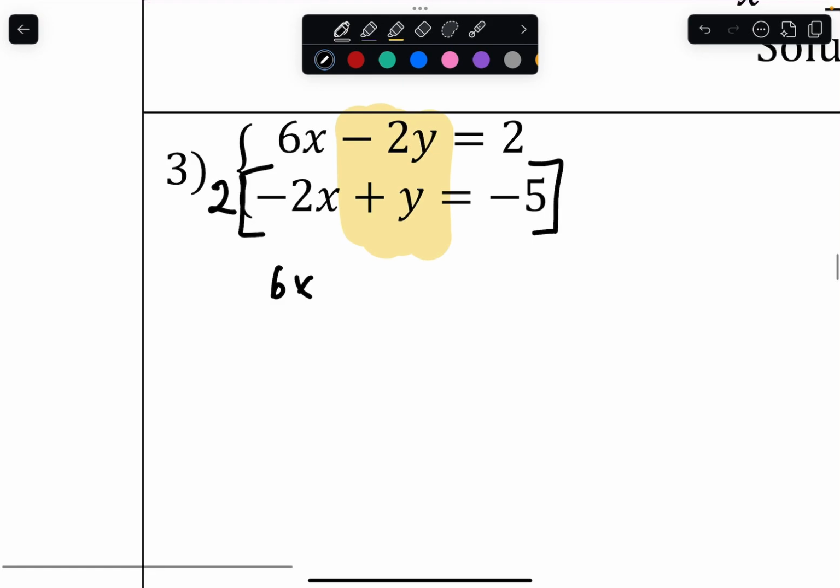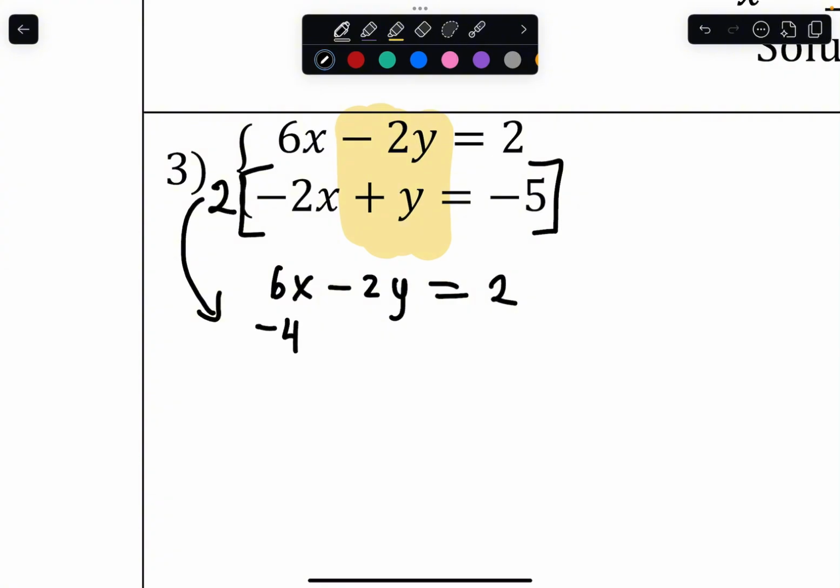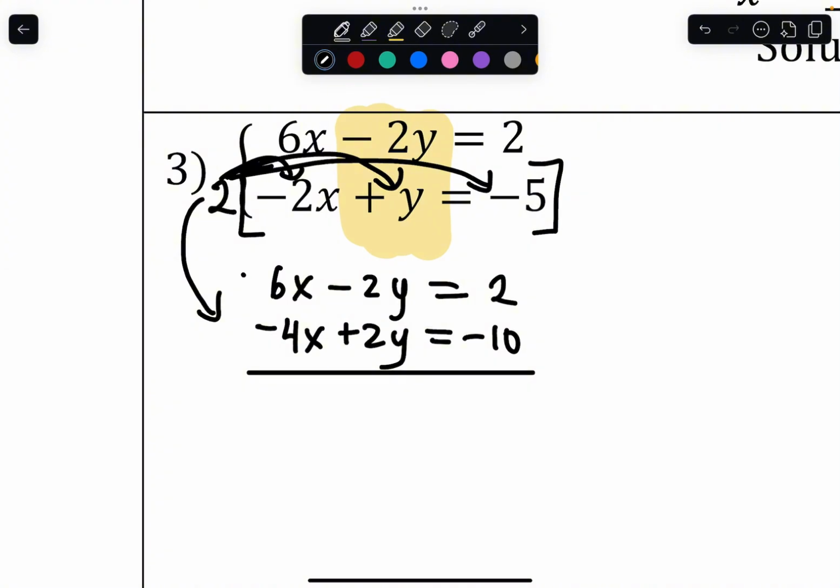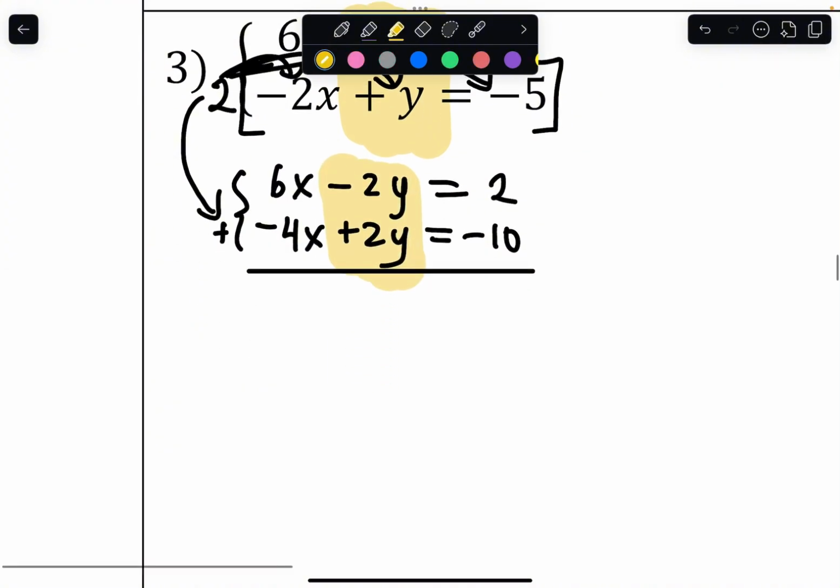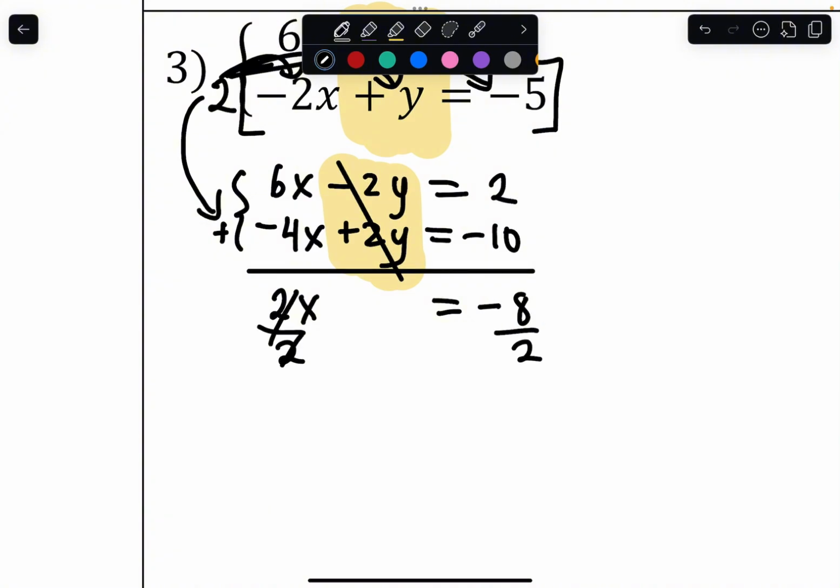And so I'm going to copy down the top equation just as it is. And then I'll copy down the new second equation, -4x plus 2y equals -10, all 3 places. So now when I add them together, my y's create a 0 pair. So those cancel out, leaving me with 2x equals -8. Divide both sides by 2. We get x equals -4.